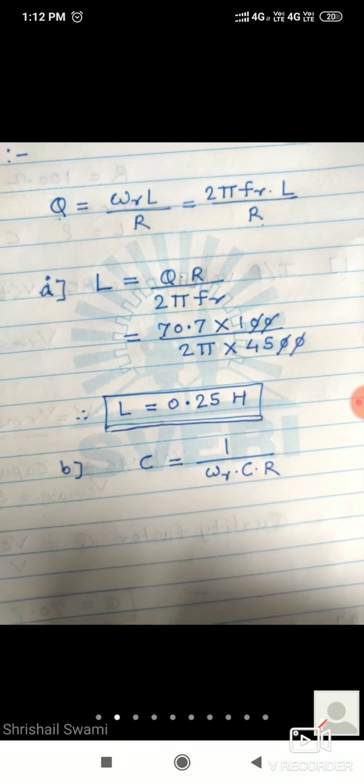Okay. That formula also you can use. C is equal to 1 upon omega R into Q into R. Okay. This formula also you can use. And another formula is the equation of resonant frequency. In resonant frequency, FR is equal to 1 upon 2 pi into under root LC. So FR is known, L is known, you can find out C. That formula also you can use.